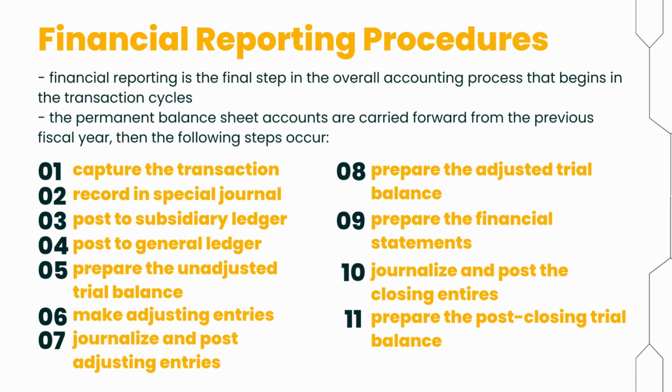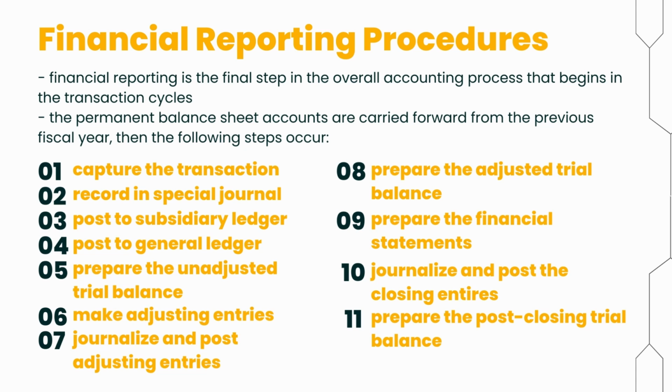4. Post to general ledger. Periodically, journal vouchers, summarizing the entries made to the special journals and subsidiary ledgers, are prepared and posted to the general ledger accounts. 5. Prepare the unadjusted trial balance. At the end of the accounting period, the ending balance of each account in the general ledger is placed in a worksheet and evaluated in total for debit-credit equality.